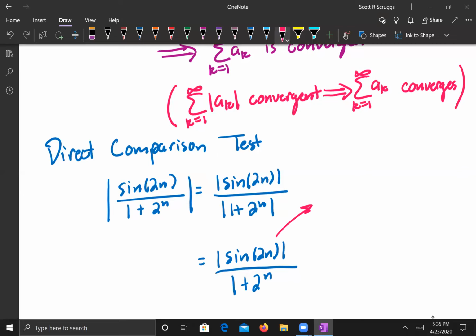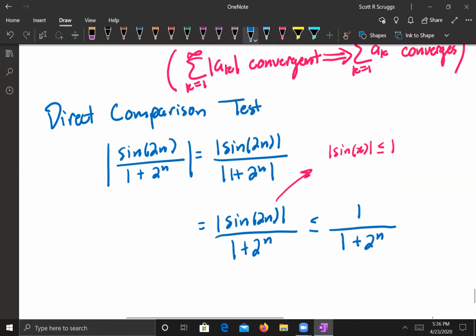Now for that sine, well, I know that sine, regardless of what my input is, is between -1 and 1, which implies the absolute value of sine will always be less than or equal to 1. So that's going to be less than or equal to 1 divided by 1 plus 2 to the nth power.